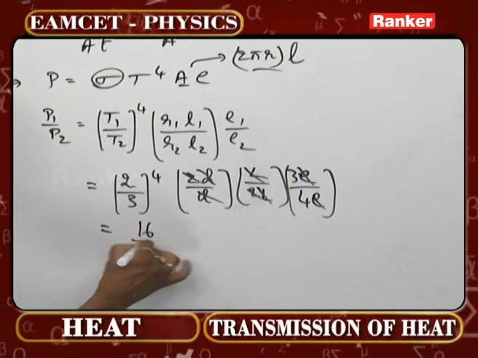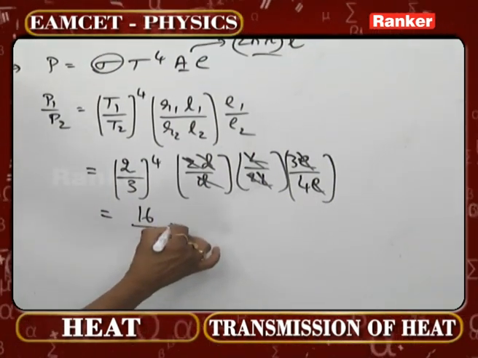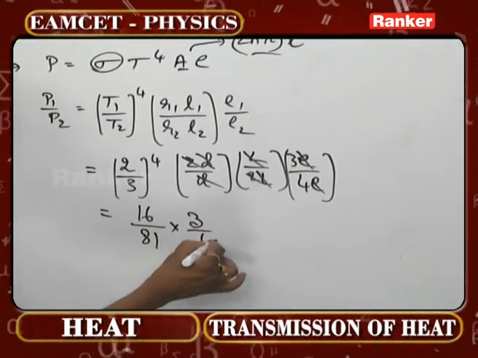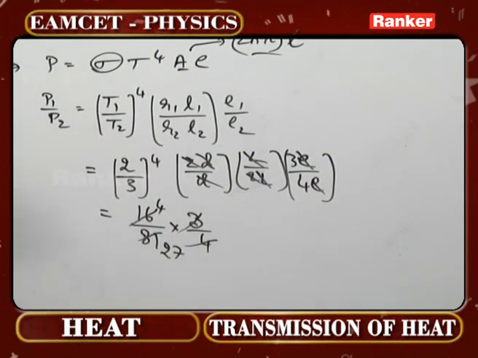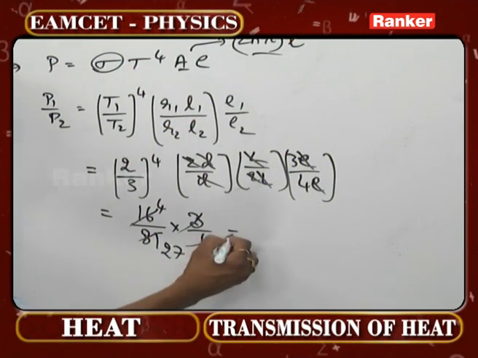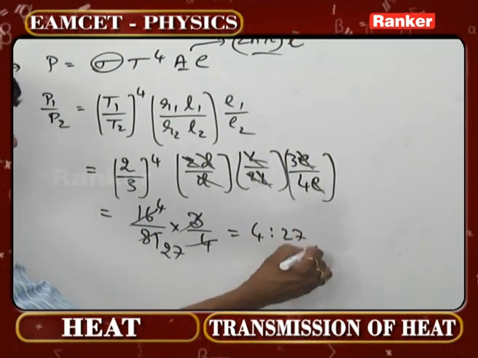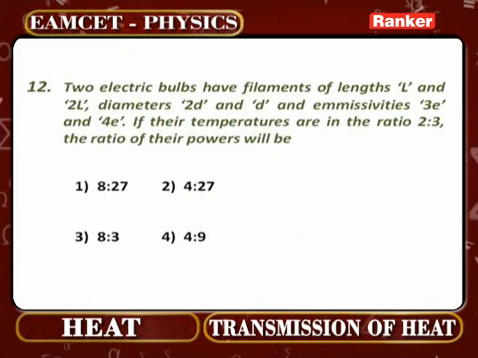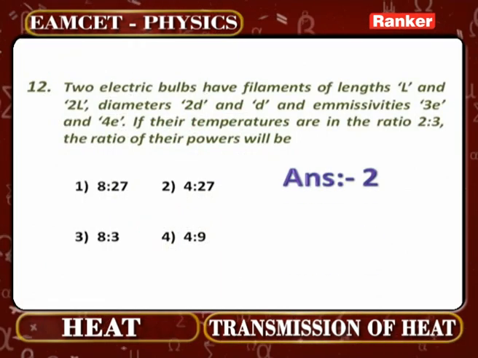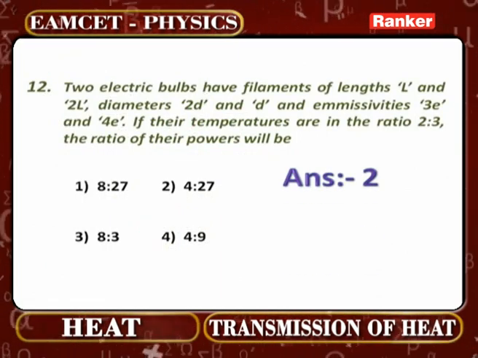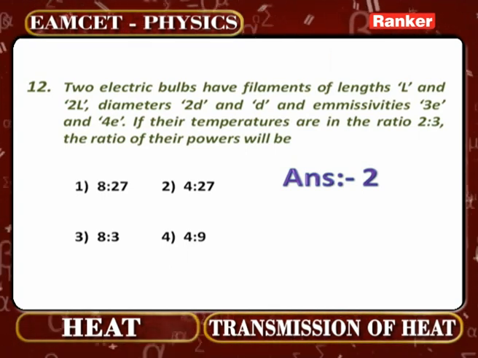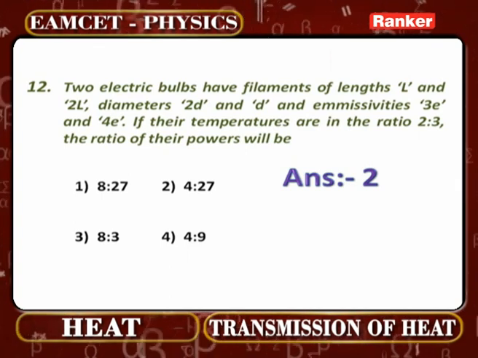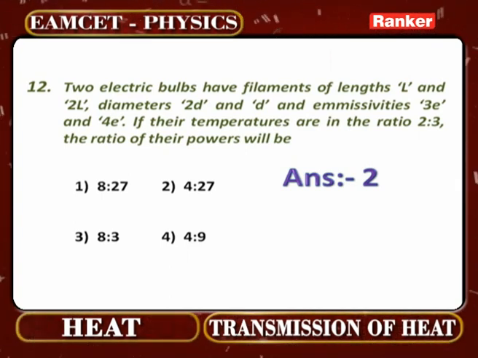4 4s are 16, 9 9s are 81, into 3 by 4. This anyhow goes 4 times over there. This goes 27 times over here. Look at that ratio now. It should be 4:27. See that option number 2 there carefully. It should be 4:27. This is the way. The only point one has to remember in this case is that A is nothing other than the surface area of that particular filament, which is 2 pi r times its length, that we have to take up.